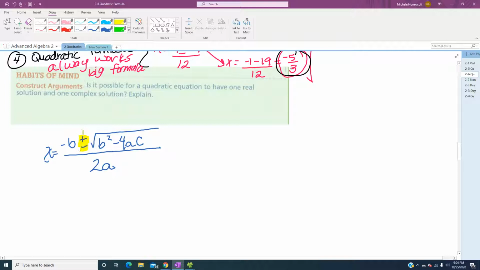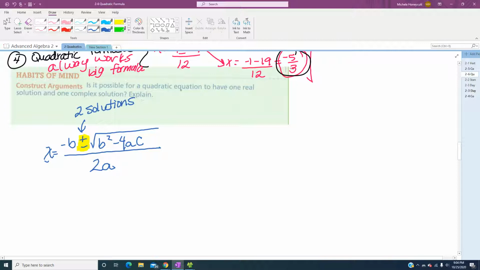Because when I have the plus, it will say negative b plus whatever the square root is, divided by 2a. So the plus gives me one solution. The minus gives me the second solution. So negative b minus a number, divided by 2a. So I get two solutions because there's a plus or minus in the formula. That's why we'll have two solutions, or can.